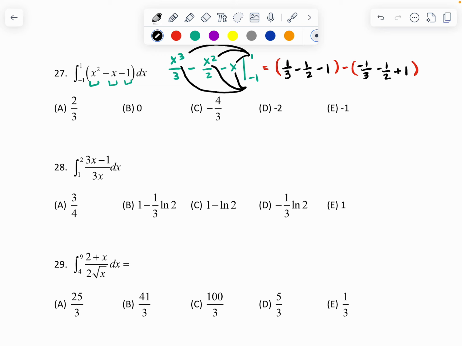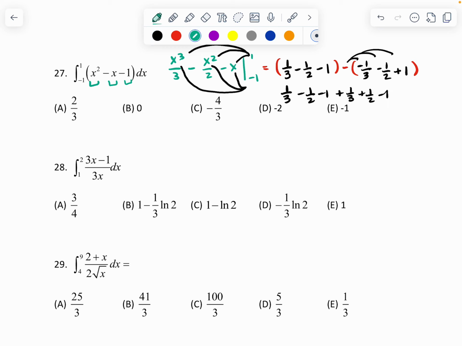Now, you guys, please just don't try to add the fractions together yet. Just get rid of your parentheses next. So this is 1/3 minus 1/2 minus 1. And then let's distribute. So I'm going to get plus 1/3 plus 1/2 and then minus 1.